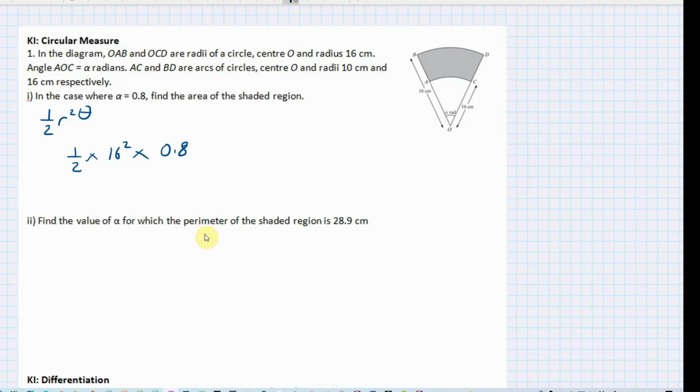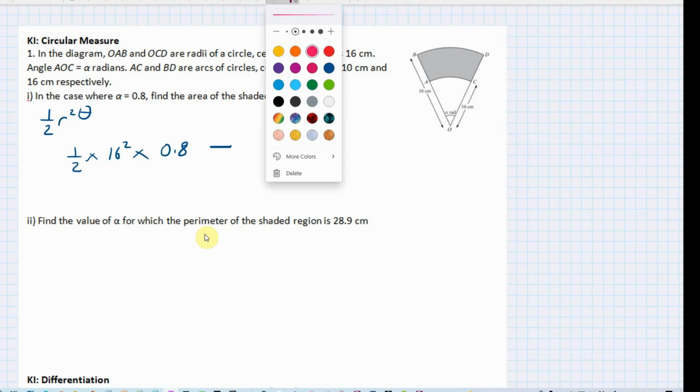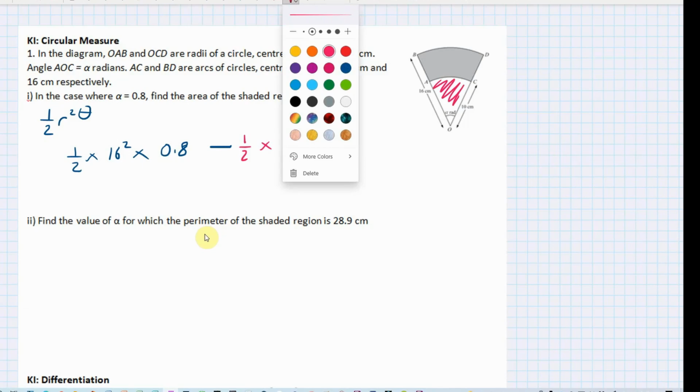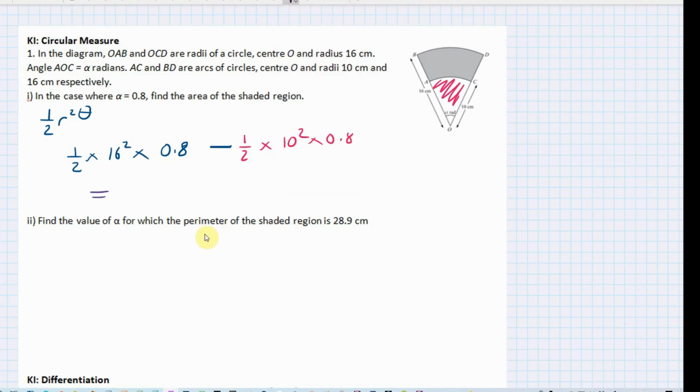Okay. Now I want to take away half times 10 squared times 0.8, and what I'm taking away here is that there. Okay, that's what I'm trying to do. Alright, now what does that equal? Well, we chucked that into our calculator, and I think when I did it I got 62.4 to 3 significant figures.